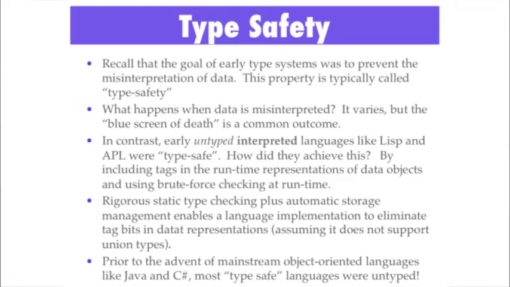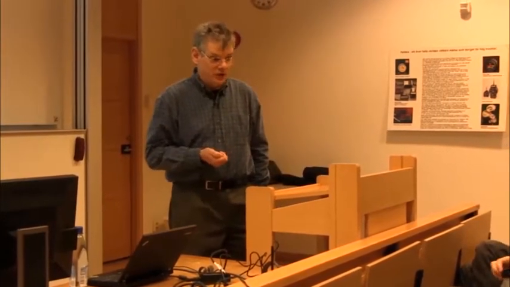Now, you can achieve type safety through static type checking as well. In fact, you'd sort of think type checking is going to get you closer to type safety. Rigorous static type checking, as we'll see in a little bit, actually shows that certain errors can occur. But there are other things you have to do in addition. You've got to have automatic storage management. So until we had garbage collected languages, type safety was not really achievable.